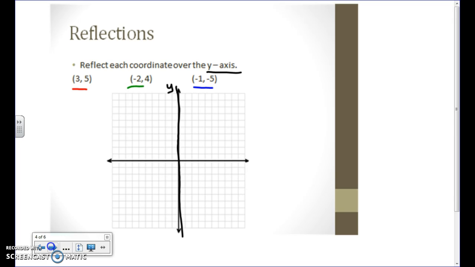Let's start with the red one at 3, 5. So over 3 and up 5. Here is the initial point. We need to find how far from the y-axis it is. 1, 2, 3. It's a distance of 3. So we need to go 1, 2, 3 more farther. Its reflected point would be right there at the coordinate negative 3, positive 5. Okay, so negative 3, 5 would be my reflection.